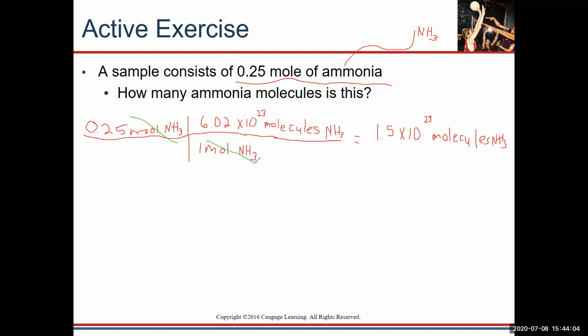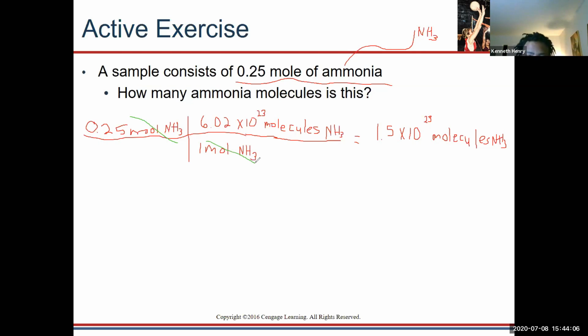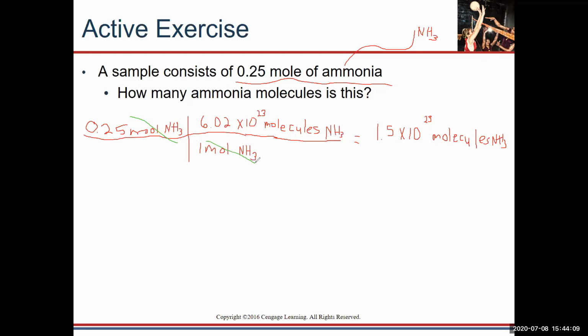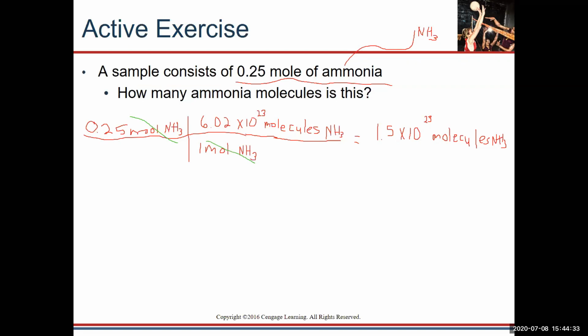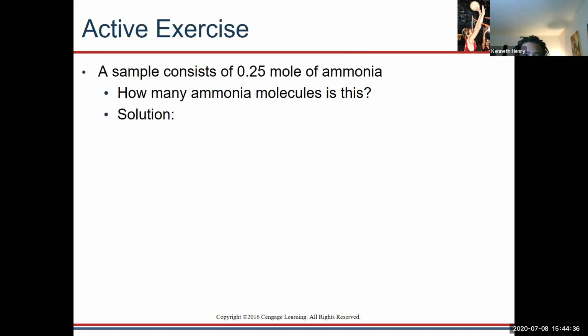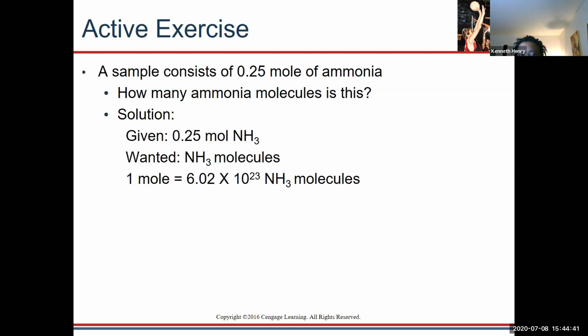Do you guys get this? Simple? Maybe? The hardest part is remembering how to put it in the calculator. Yeah, that's the challenge, right? Remember that EE. Okay, so we're ready for our next question. We got this. Everybody got a picture or written down?